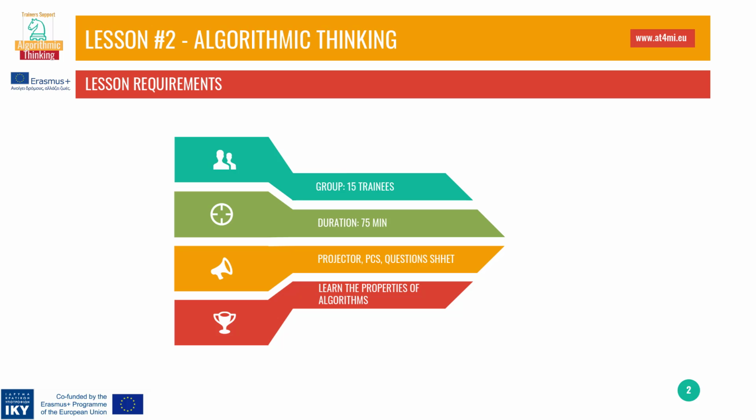We organize the trainees into a group of maximum 15 persons. For the lesson we will need a projector, a questionnaire and a personal computer or laptop for the trainees. The objective aim of this lesson is to teach trainees the importance of logical thinking.